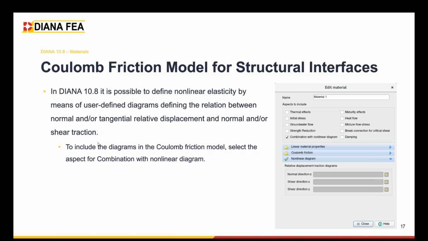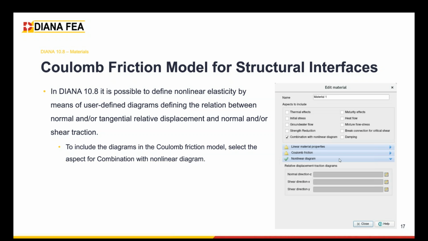So I continue with new models or new enhancements related to materials. And I start with this new option for Coulomb Friction model for structural interfaces. So it's now possible to define the nonlinear elasticity by means of user-defined diagrams that define the relation between normal and or tangential relative displacement versus normal and or shear traction.